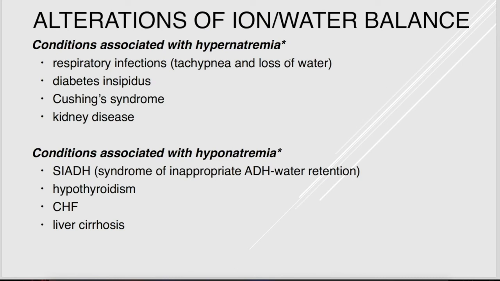So conditions associated with hypernatremia, we are going to talk about these specifically when we come to them, and we will bring this back up. So don't worry about this too much now. Just know that these topics are going to apply as we learn about more and more diseases. But I want to point out that tachypnea, increased respiratory rate, can cause hypernatremia because of the loss of water. And then again, conditions associated with hyponatremia. So SIADH, we'll talk about that specifically, and basically this causes a type of hyponatremia known as dilutional hyponatremia. Hypothyroidism, CHF, liver cirrhosis, which we talked about, all associated with hyponatremia.